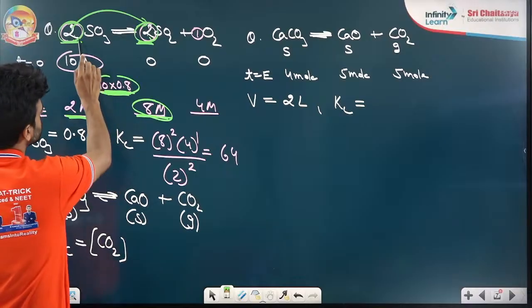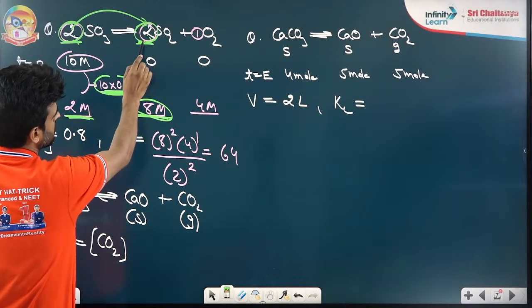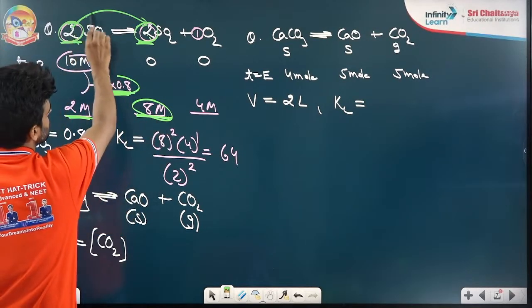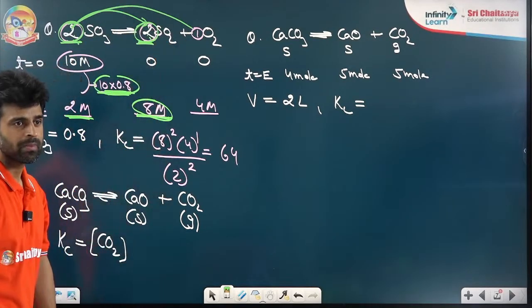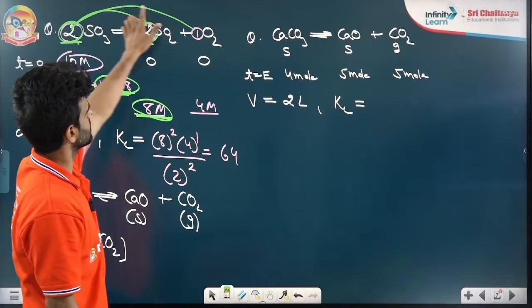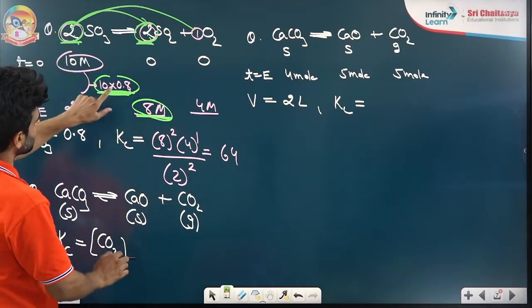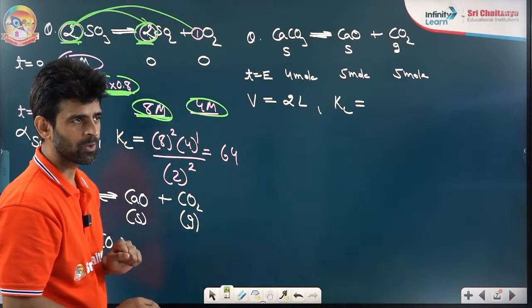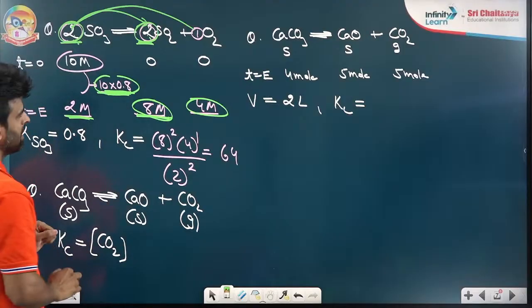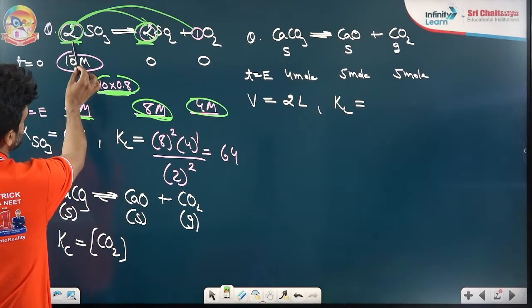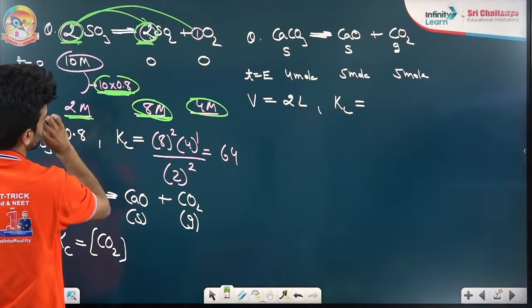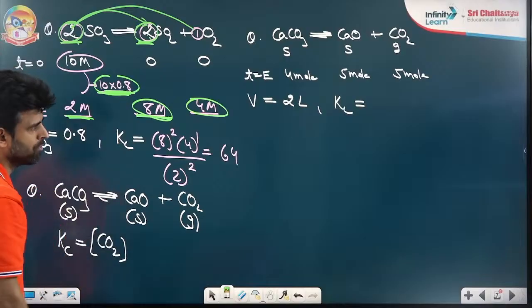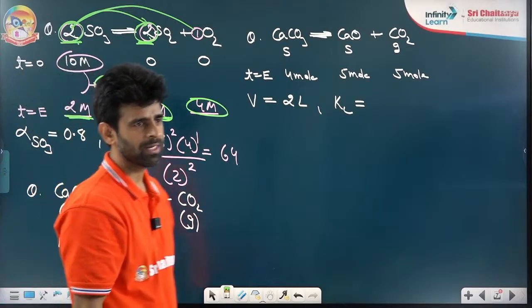Its 2 consumption makes 2. So its 8 consumption makes how much? 8. Its 2 consumption makes 1. So its 8 consumption makes how much? 4. Unitary method. Got the point? I'm saying once again, when 2 SO3 will finish, 2 SO2 will form. When 8 SO3 will finish, 8 SO2 will form. Okay? Got the point?